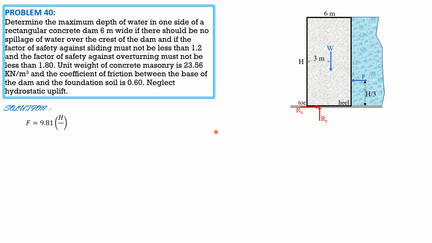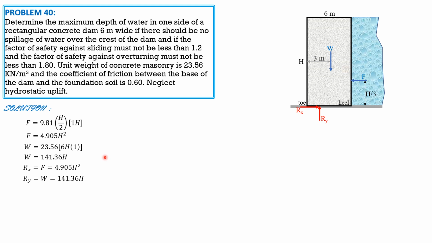And F is equal to specific weight of water, times h over 2, times area 1 by h, so 1 meter by h, the area. So it is 4.905 h squared, where h is the unknown. Then the weight is equal to 23.56 times volume, 6 by h times 1. So weight is equal to 141.36 h. Then Rx is equal to F, 4.905 h squared. Ry is just the weight, so it is equal to 141.36 h.